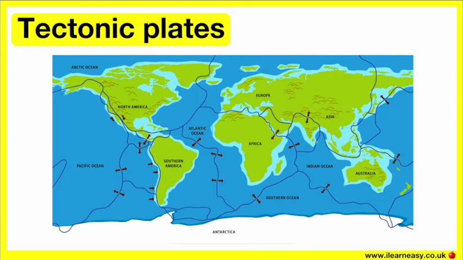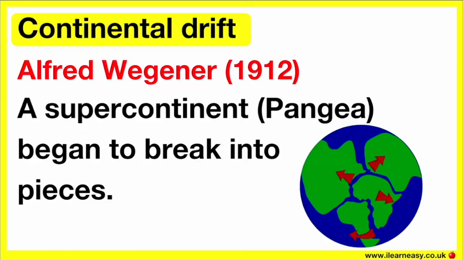In 1912, a German scientist came up with the idea that the continents were all once joined together. He called this large body of land Pangaea. He suggested that more than 200 million years ago, Pangaea split apart to form continents. The continents then drifted apart to their current locations.